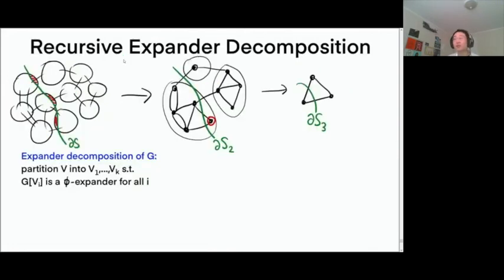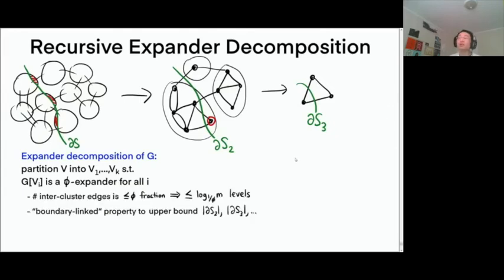And this expander of expander construction can be generalized further into a recursive expander decomposition. Essentially, we take a graph and compute an expander decomposition, which is a way to partition the vertex set into parts such that the induced graph on each part is a phi expander. This can be done efficiently and deterministically. Then, given the expander decomposition, we contract each expander and just repeat the process. We compute another expander decomposition, contract the parts, and so on, until we're left with a single vertex, let's say.